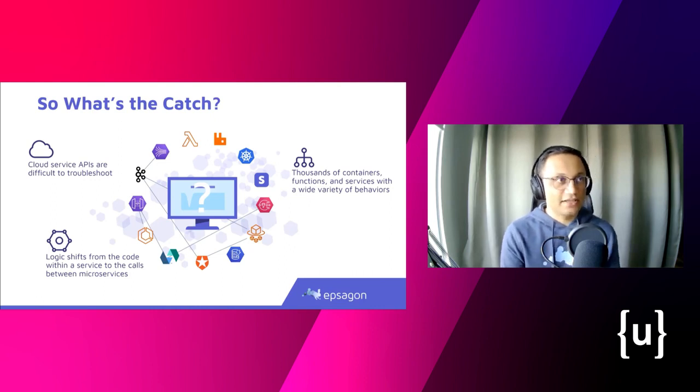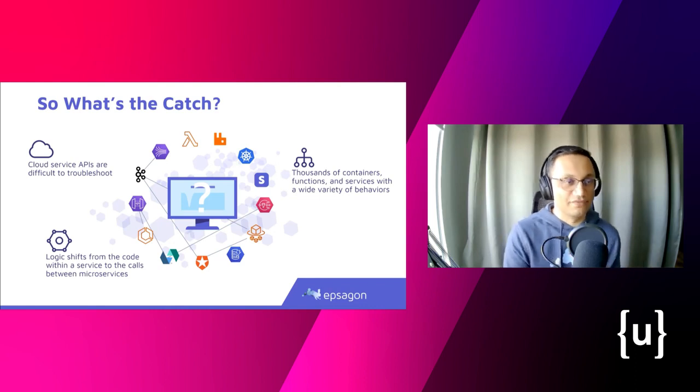On top of that, containers and serverless functions can scale really fast. So there is no defining behavior pattern here. And because the behavior pattern is difficult to predict, it also becomes difficult to troubleshoot. And finally, the logic of the code has shifted from within a service to calls between different microservices. That's a shift in the mindset that has come across, and that's why it has become really difficult to troubleshoot.